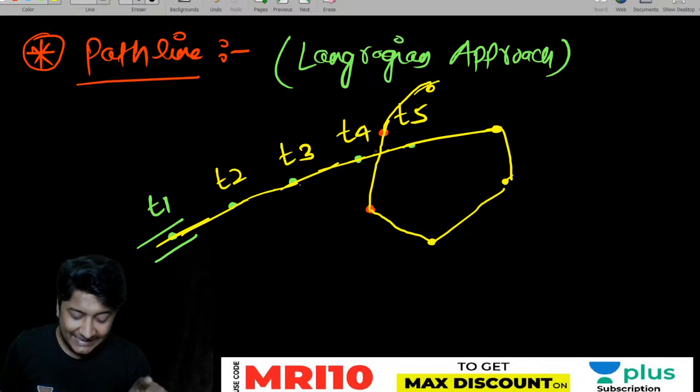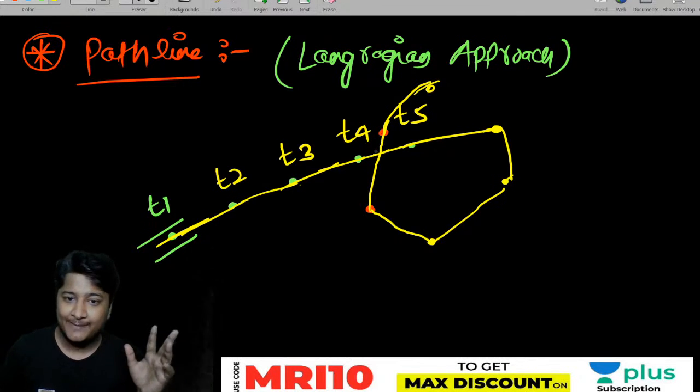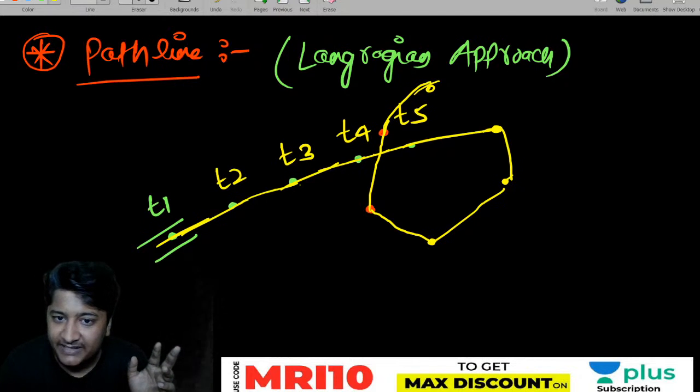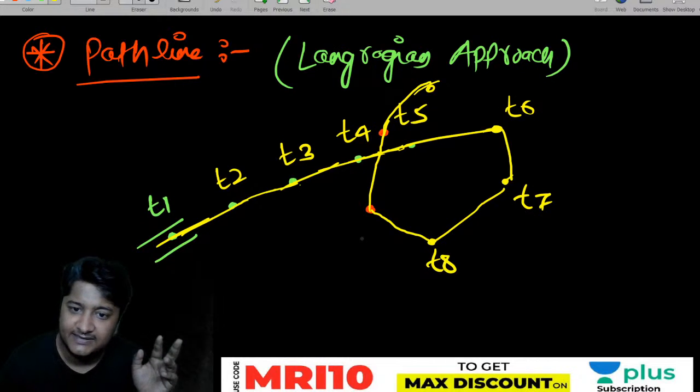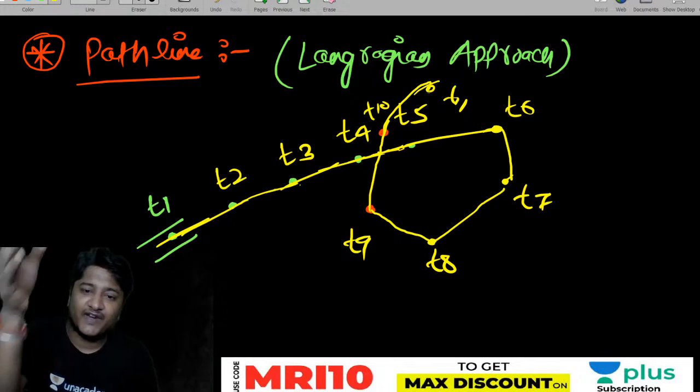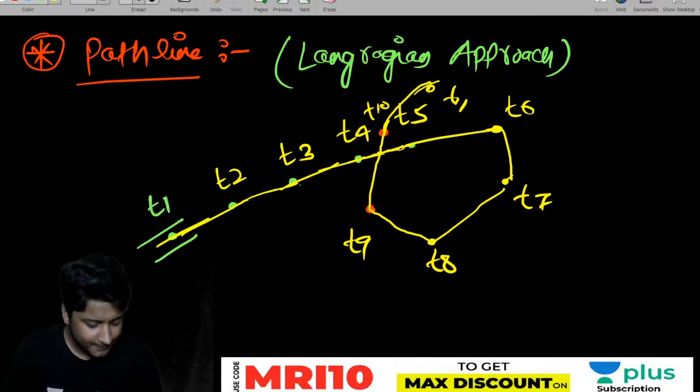When they will intersect, timing will be same? No, timing will same नहीं होगा. जब आप यहाँ पे थे dear, when you are here, timing कुछ अलग थी ना. This is time 5, this is time 6, this time 7, this is time 8, this is time 9, this is time 10, this is time 11. So time is different. Is it clear?